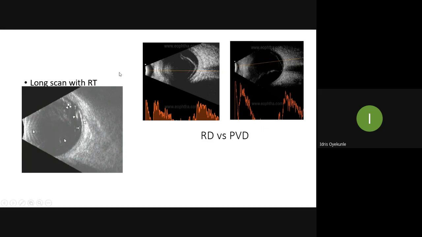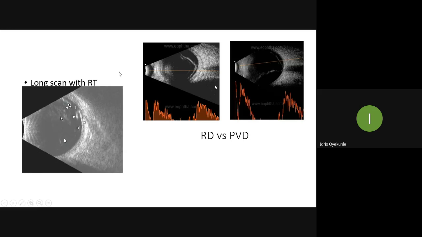What we'll see on A scan will be a very high reflective spike here. And then we'll probably see some moderate reflectivity here because of this vitreous opacity. So very low reflective spikes around here.